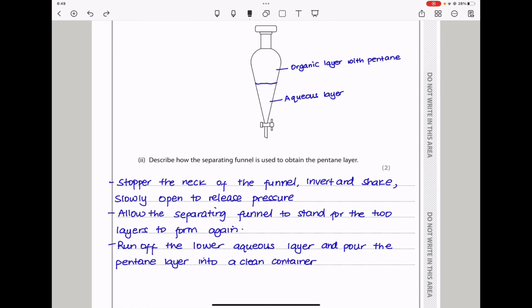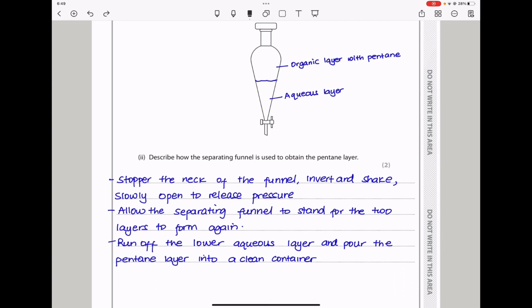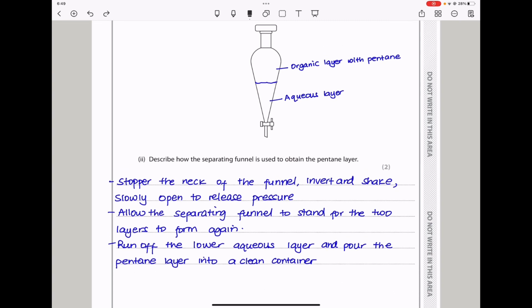Next, they say, describe how the separating funnel is used to obtain the pentane layer. The key thing here is to stopper the neck of the funnel and invert in order to shake. That is after adding the pentane layer. So you will shake, slowly opening in order to release the pressure, and then allow the separating funnel to stand so that the 2 layers can reform again. Run off the lower aqueous layer and pour the pentane layer into a clean container.